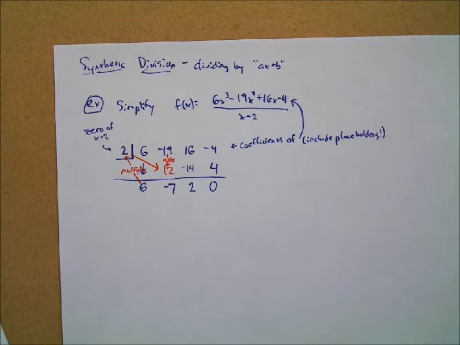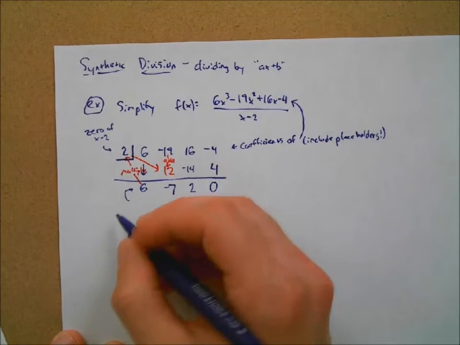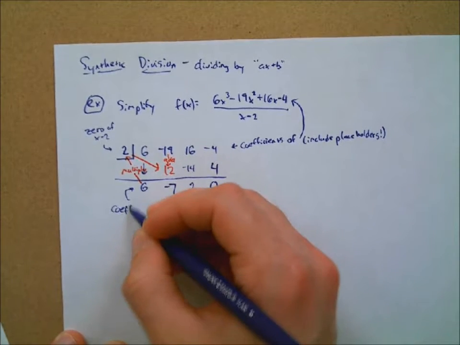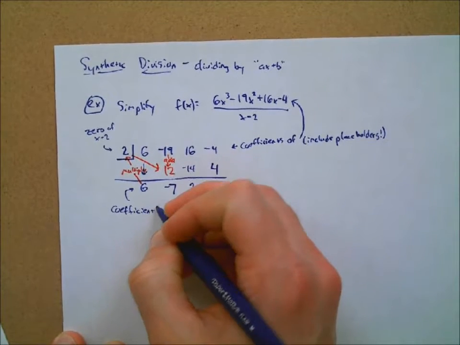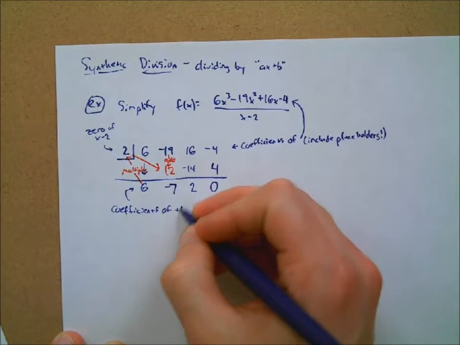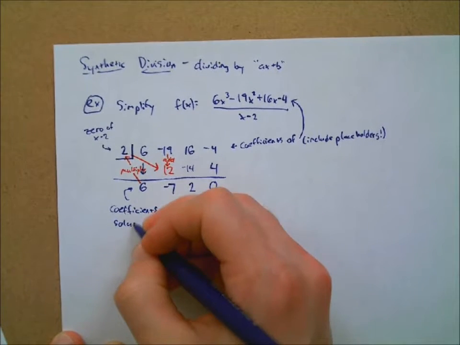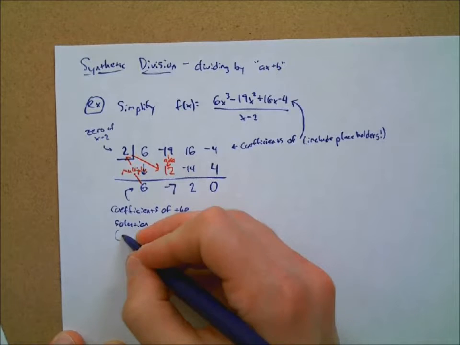Okay. These numbers that we get at the end, these are the coefficients of the solution reduced by 1 degree.